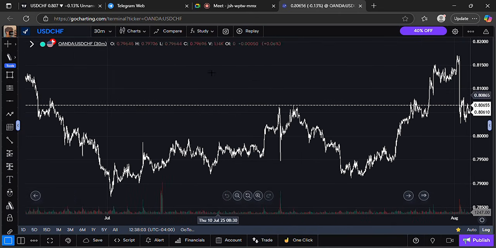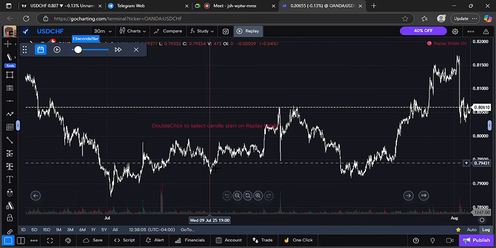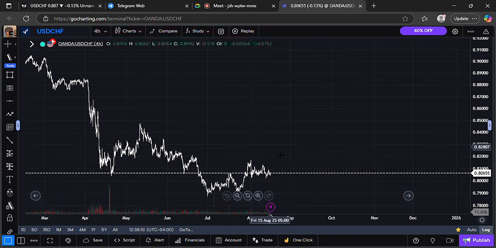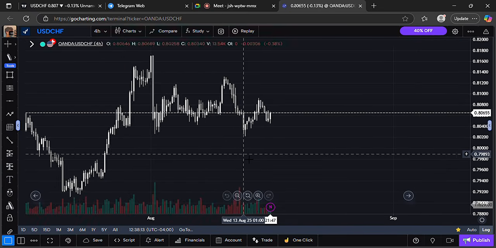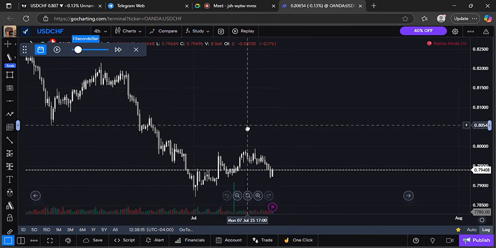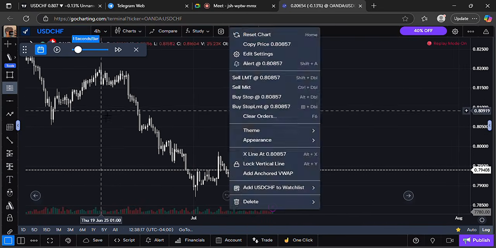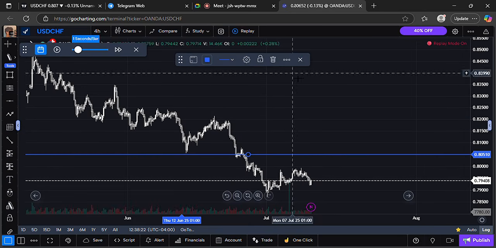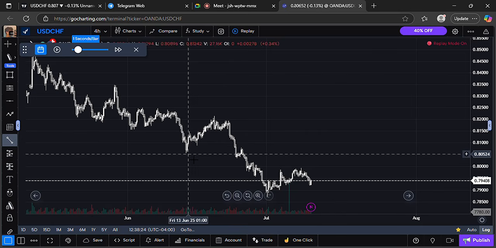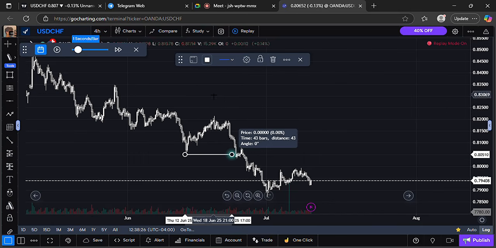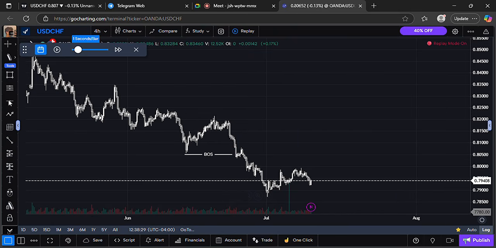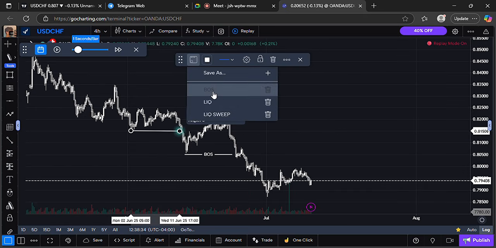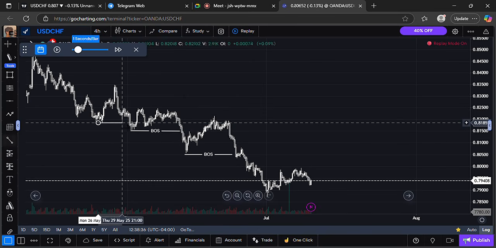So where's the liquidity here? Just go from here. Okay. So let's go to 4 hour like this. Okay. So first of all, you will see the higher high here. The break of structure. Here is a break of structure to the downside from here. And this is also a break of structure. This is also a break of structure.